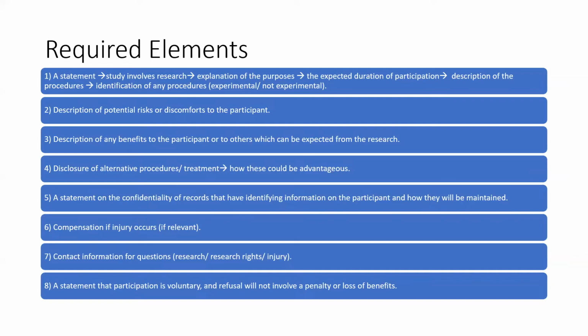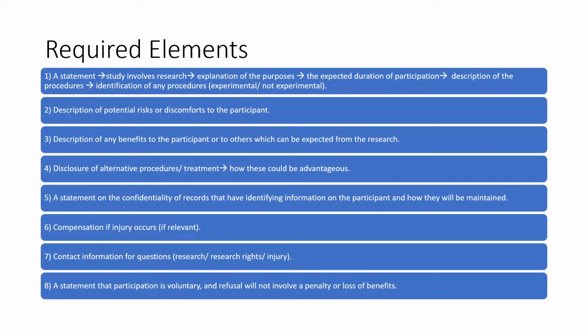Yes. Yep. So required elements, right? A statement that the study is research. So you must state this study is research at some point in your consent form, right? An explanation of the purpose, the duration for the subject, and the duration for the study as a whole, right? A description of the procedures. If you need to create a flow chart, this is a good place for it, so that the subject can understand what's happening in sequence, right? That is relevant to them. And identification of any procedures that are experimental or not experimental, or for the purpose of the trial or not for the purpose of the trial.